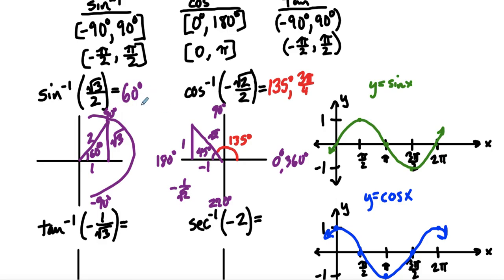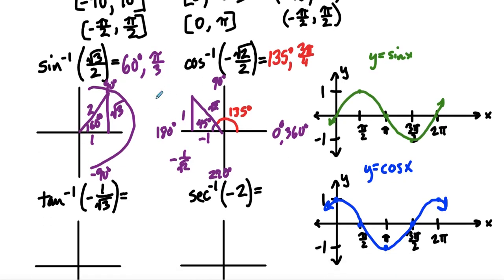This last one, 60 degrees, when you need to write that in radians, just think 60 divided by 180 is the same as pi over 3.